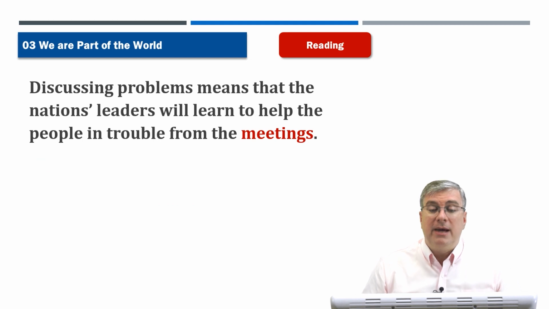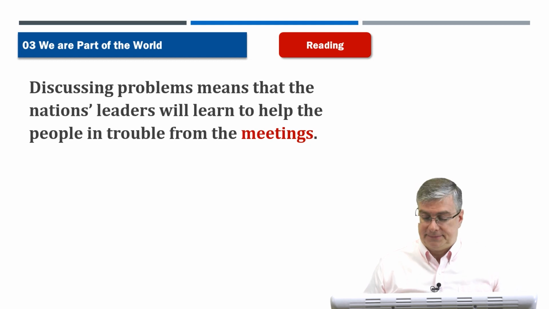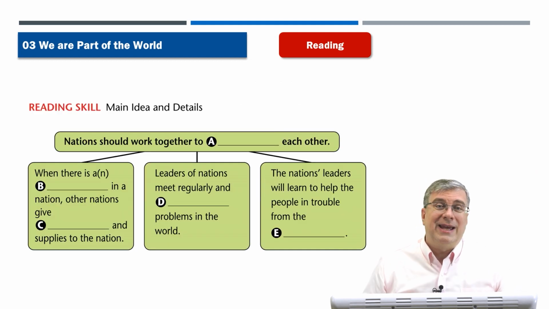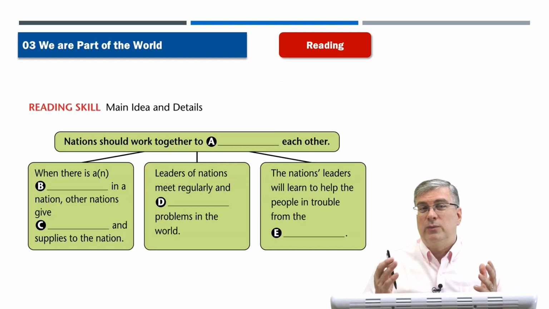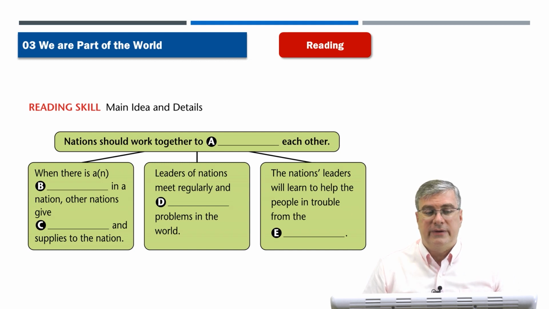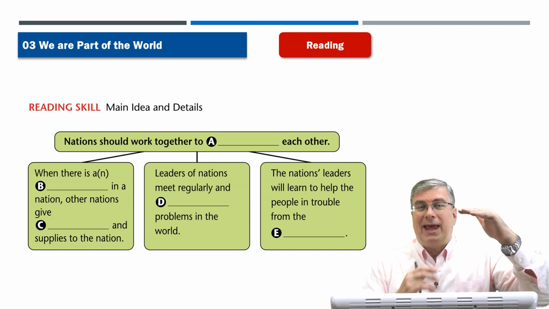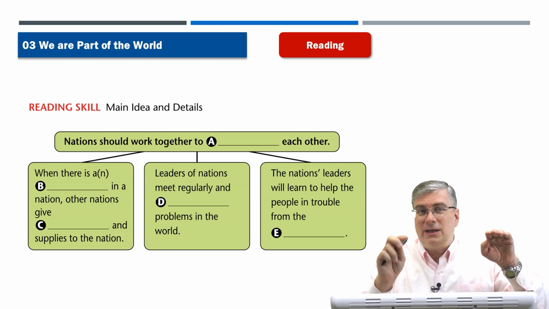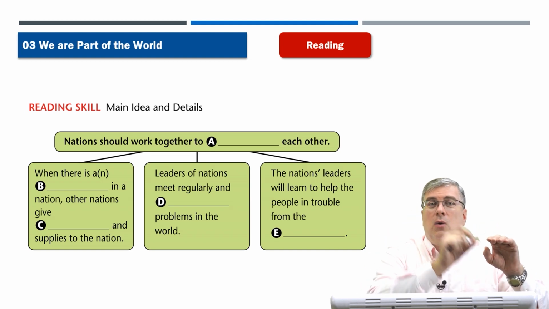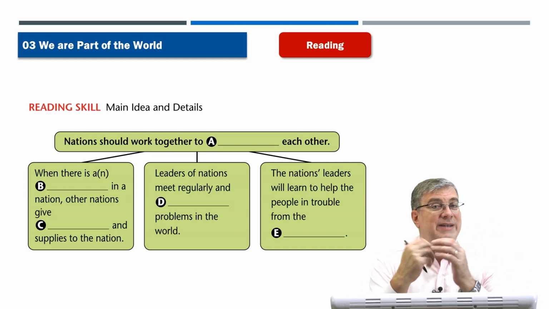Discussing problems means that the nation's leaders will learn to help the people in trouble from the meetings. Okay. Let's take a look at how this reading passage was organized. What kind of organizational model does it follow? Well, this follows the idea of main idea and details. Again, you have a main idea and then you support that main idea with many different details or examples.